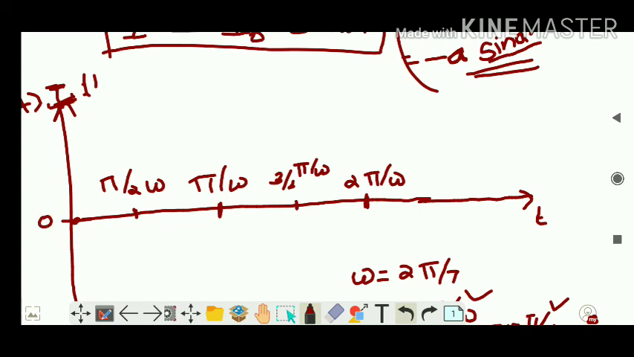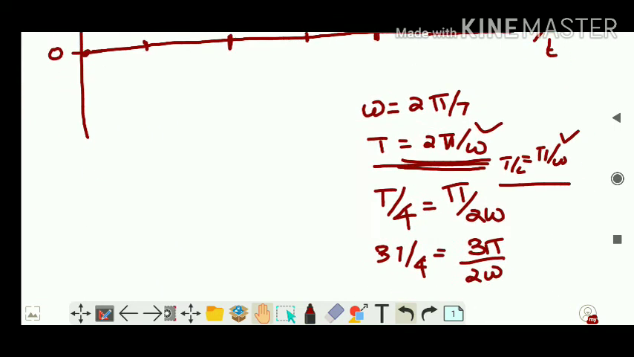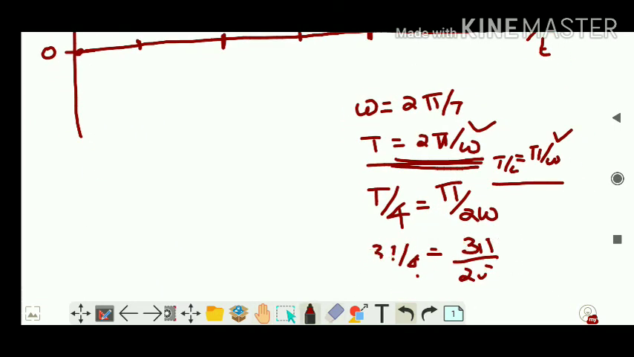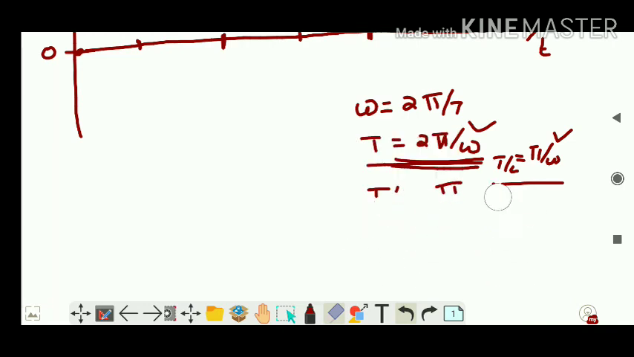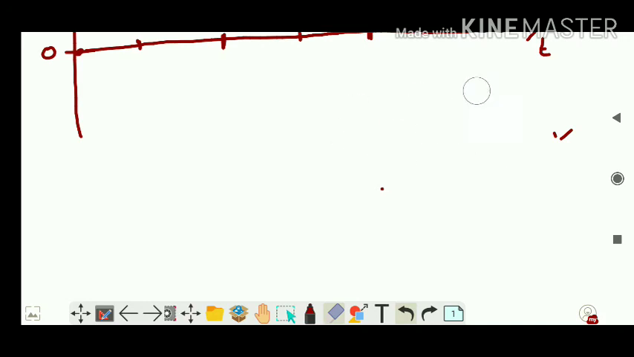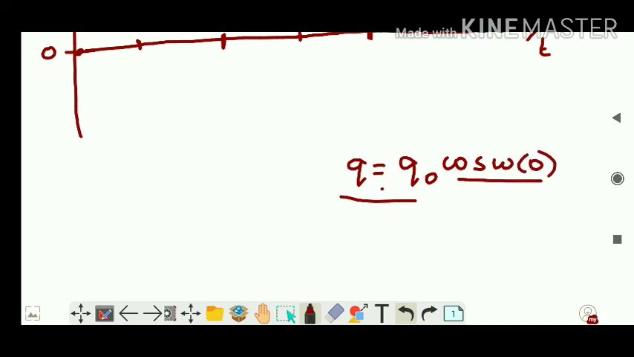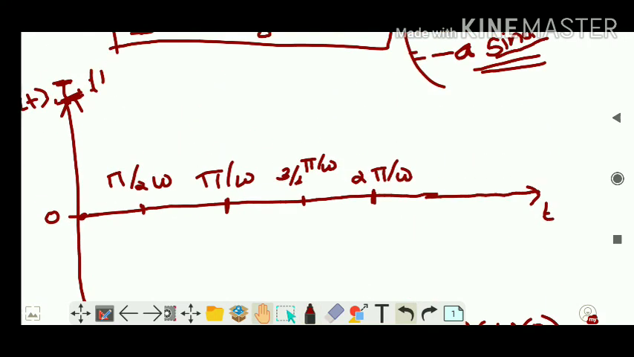Let's move on with the equation of charge. Let me rub this one. Okay, now let's write the charge equation. Q is equal to Q naught cos omega t. Let's start with t equal to 0. Cos omega 0, cos 0, this is 1. So you will get Q is equal to Q naught. That means at time t equal to 0, you have maximum charge, Q naught. So this is the starting point here.